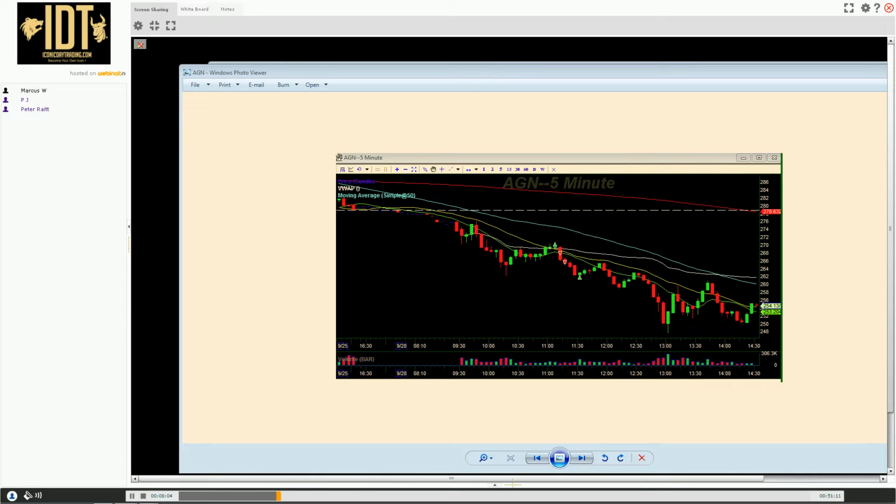Okay. So that being said, I'm going to start with AGN. Okay. This is a trade, I think from yesterday. As you can see here, I went long. Okay. I went long on the premise. These candles here held. These are all hammers. Okay. And they held the 9. Even though, okay, the trend is down.